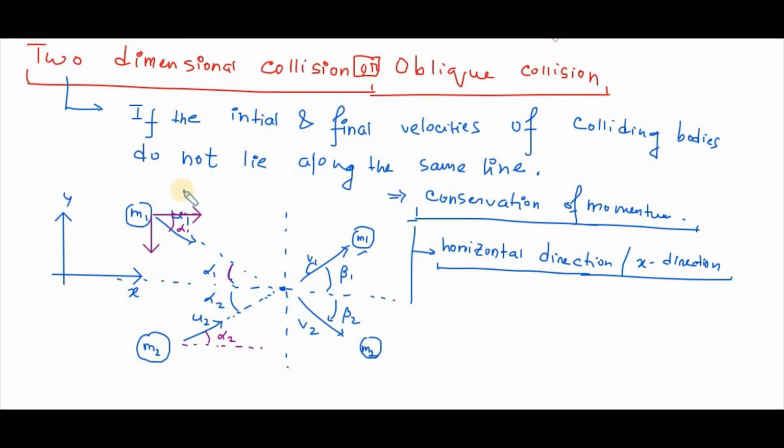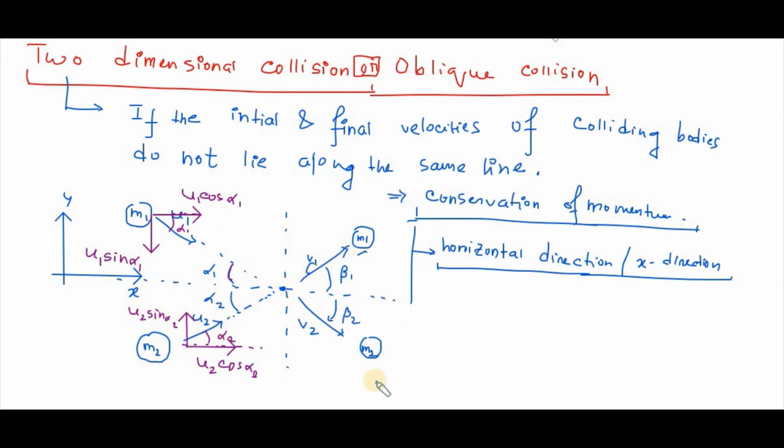The horizontal component that will be making angle alpha 1 with the resultant becomes u1 cos alpha 1, and the vertical component, which is downward, is u1 sin alpha 1. Similarly, u2 is making an angle alpha 2 with respect to the horizontal. So this u2 can be resolved into two components: the horizontal component, u2 cos alpha 2, and the vertical component, u2 sin alpha 2.